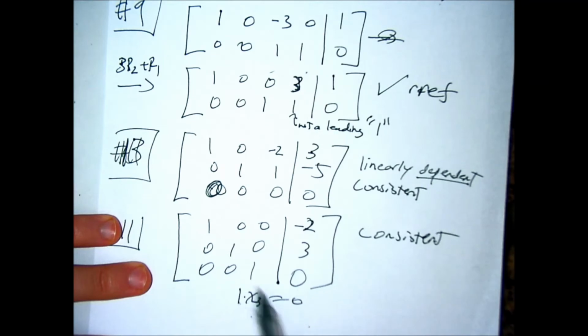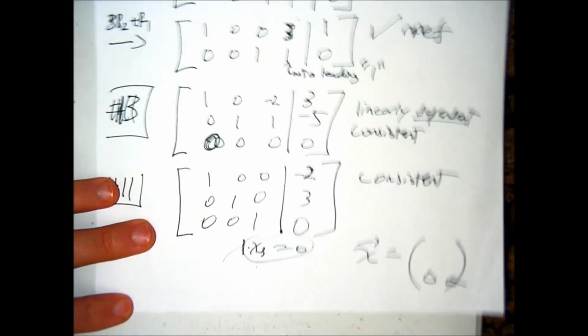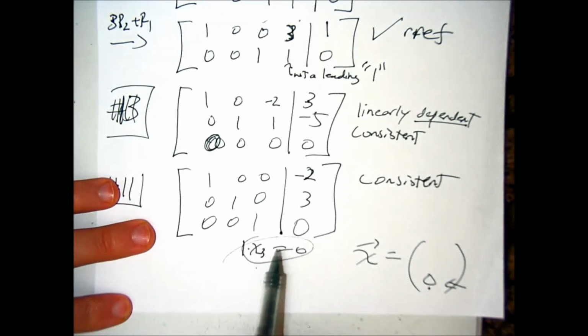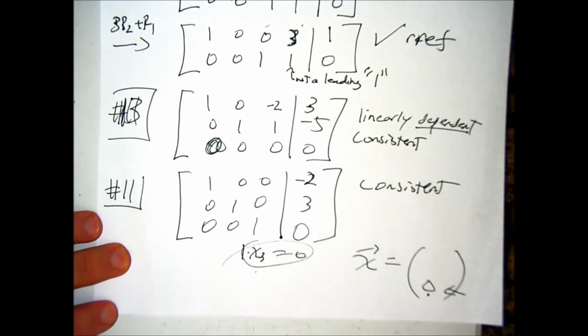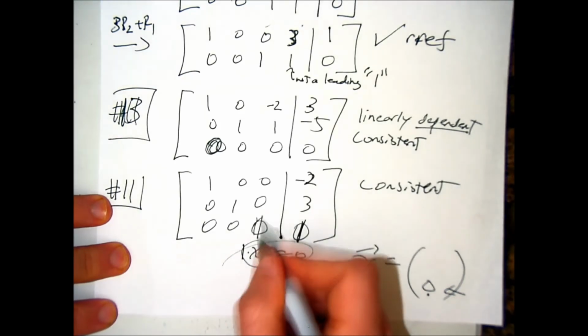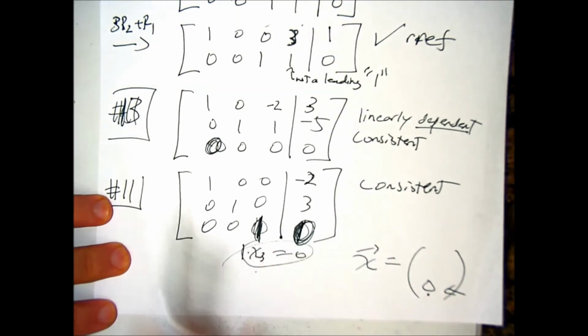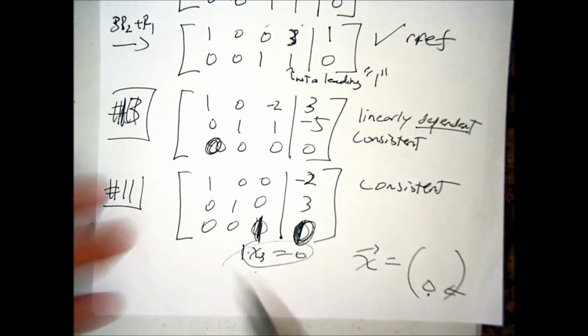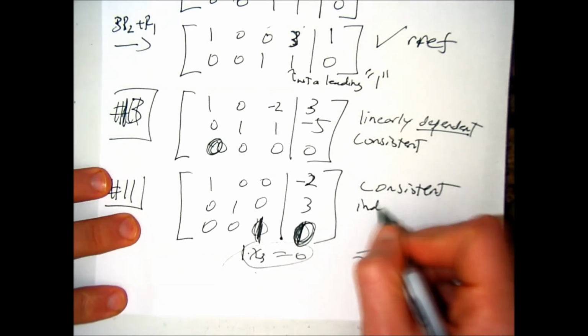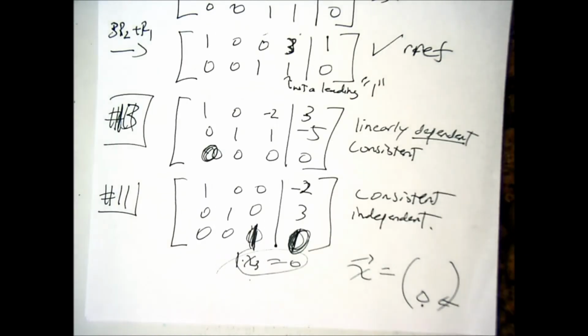So that just means my solution, whatever that vector x is, I have to have 0 in the third entry. I have to have 0 right there. That's all that means. If I had it the other way around, then I'd have an issue. So 0, 1, bad. This is okay. 1, 1, 1, 1, and a 0 over there, that's fine. So this is a consistent, independent system. Independent. Okay? So that's what that means.